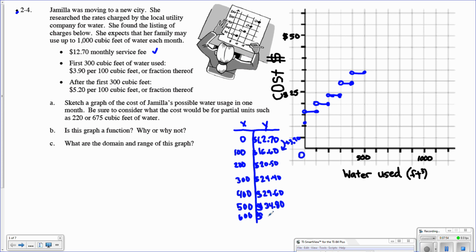So at 600, we add $5.20. We're going to be at $40 exactly. At 700, we'll be at $45.20. At 800, from 700 to 800, we'd have what? $50.40.